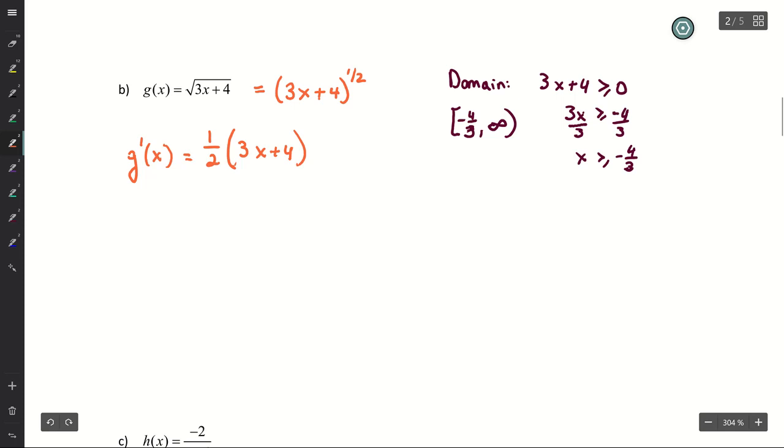We're going to reduce the power by 1. That would make it negative 1/2. And then we're going to multiply by the derivative of the inside. Inside derivative would be 3. Okay, from here we're going to simplify that.